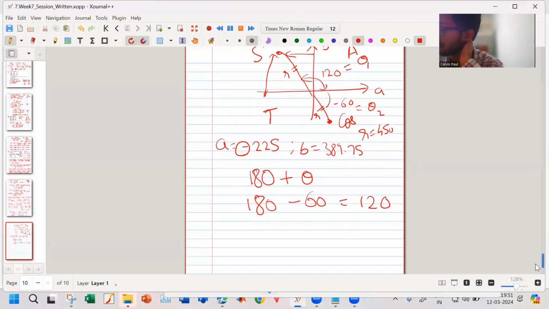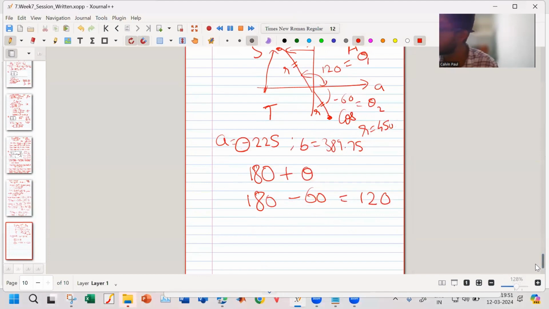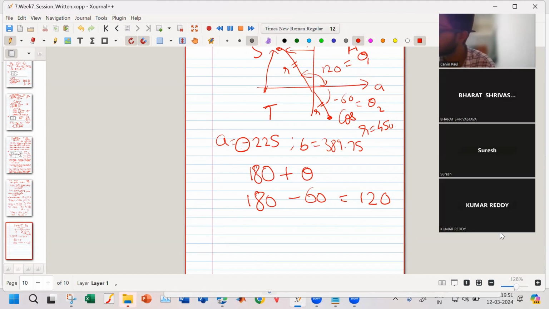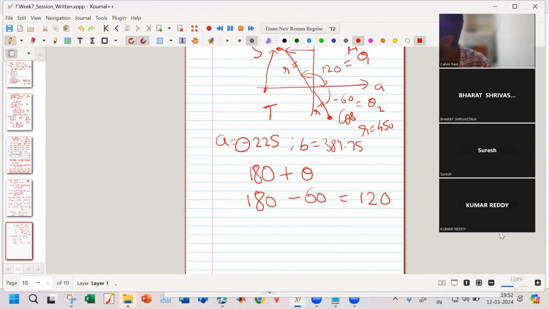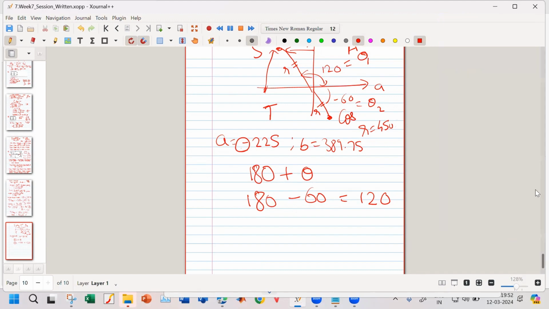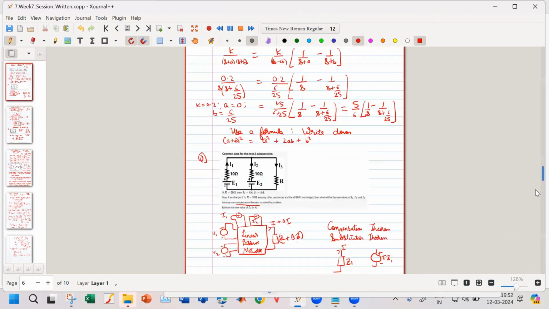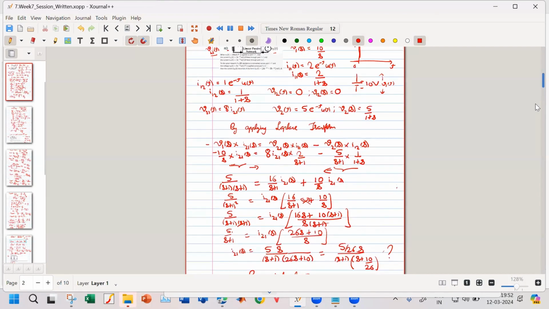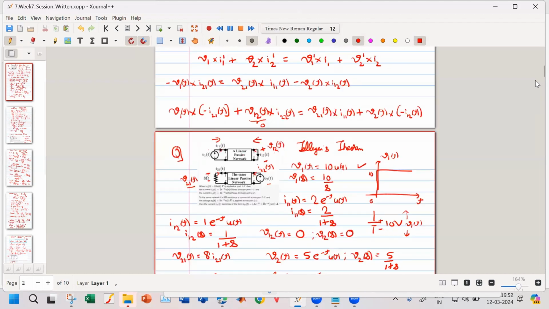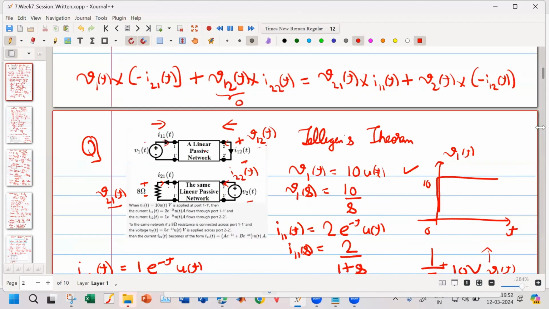Then, okay, any other doubts anyone has in how to solve? No, sir. Others? Can we quickly see problem number one? Which one? Problem number one, the first problem. Okay, problem one.